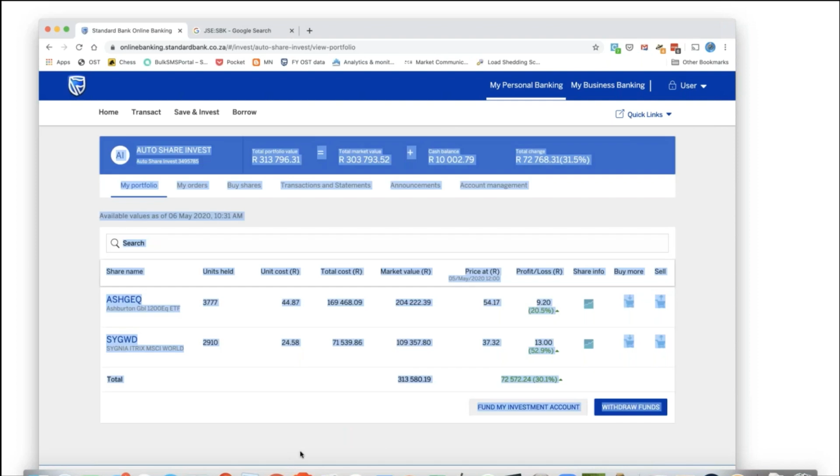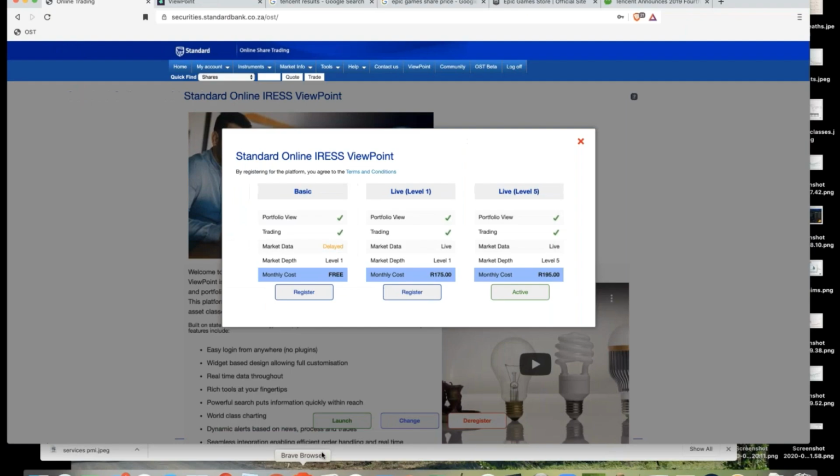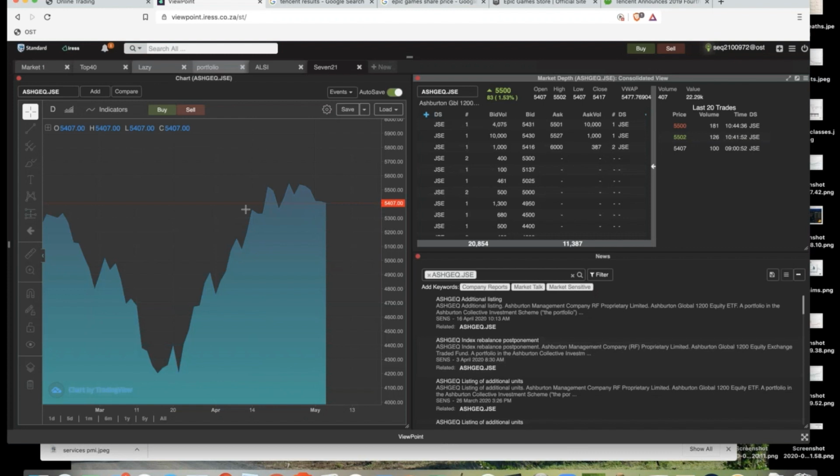Let's see if my order has gone through. In fact, there's an easier way to cheat. Let me just go to Viewpoint. And that was me, the 181 traded at 55 ZAR about 3.5 minutes ago.